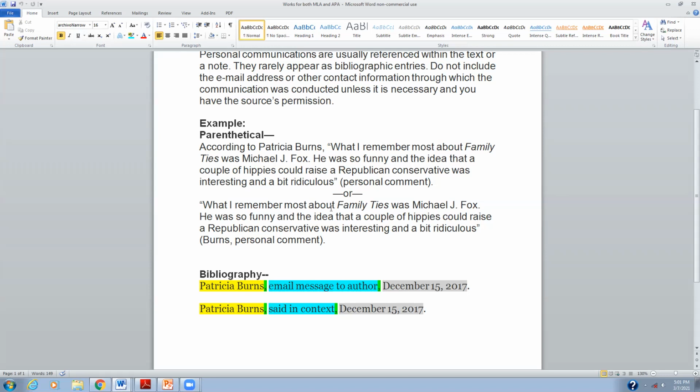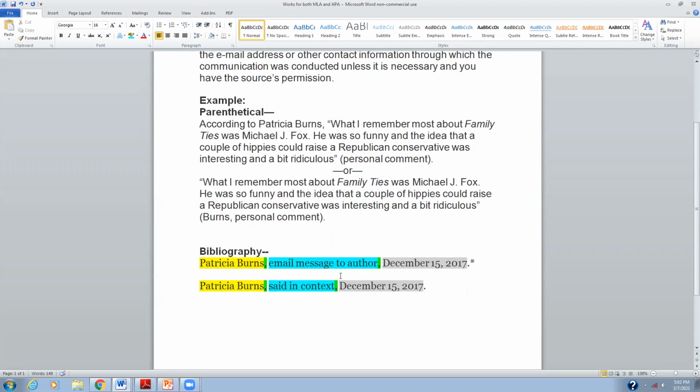You could also just front load all of the information in the quotation and then in the parentheses include Burns' personal comment. Now for the first example, as in the second one, you could say, all right, Patricia Burns, comma, email message to author, comma, and the date the information was sent via email. Or you could say Patricia Burns, comma, said in context if it was spoken to you in person, comma, December 5th, 2017. Obviously, this example, the first one, could be changed to Zoom interview with author or Zoom discussion to best suit the needs of the individual instance that's being quoted.